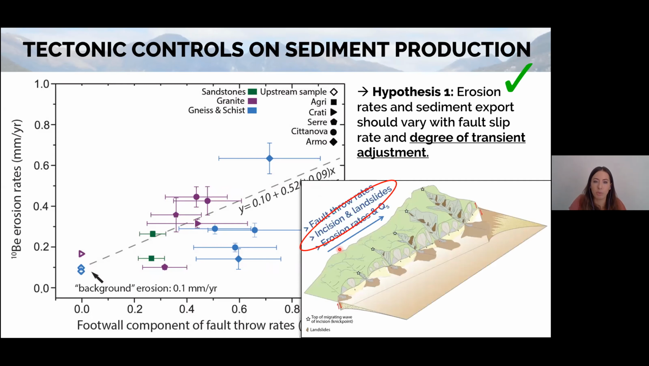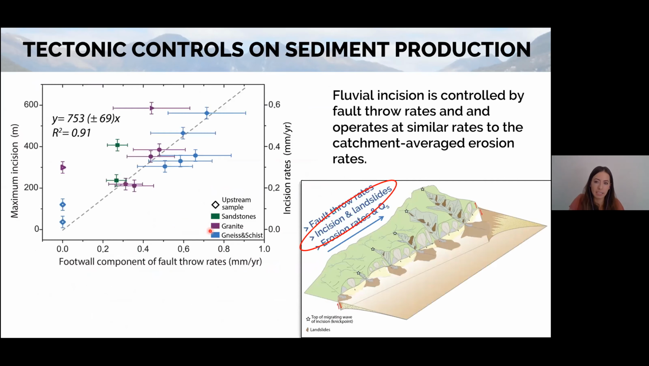But as I said earlier, we expect this to be mediated by incision and landsliding, which should also scale with the fault uplift rate. And indeed, that's what we find. Here I'm showing the catchment maximum incision on the y-axis, derived from the DEMs, against the same footwall fault throw rate. We can see that fluvial incision is controlled by the fault throw rate. Also, because we know when incision started, we can calculate incision rates, and we see that incision is operating at very similar rates, between 0.1 and 0.6 millimeters a year, as the erosion rate.